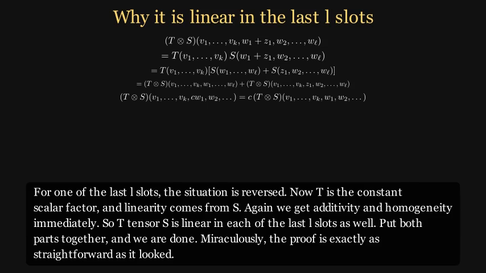For one of the last L slots, the situation is reversed. Now T is the constant scalar factor, and linearity comes from S. Again we get additivity and homogeneity immediately. So T tensor S is linear in each of the last L slots as well. Put both parts together, and we are done. Miraculously, the proof is exactly as straightforward as it looked.